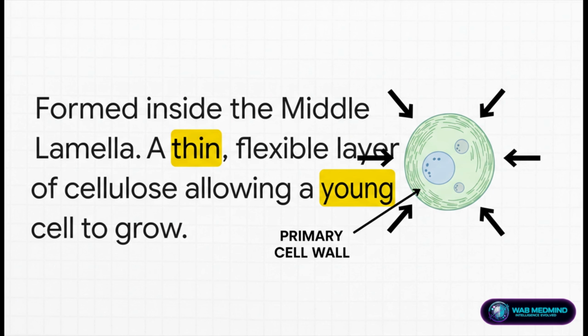Right, just inside that glue layer, you've got the primary wall. The key thing to remember here is that it's thin and, most importantly, flexible. And why does that matter? Well, it's because a young cell needs to be able to grow and expand, and this flexible wall allows it to do just that. It's made mostly of cellulose.